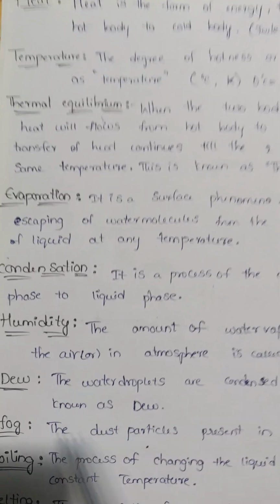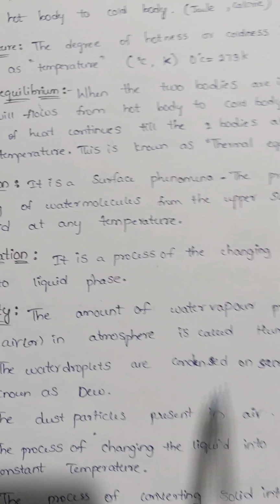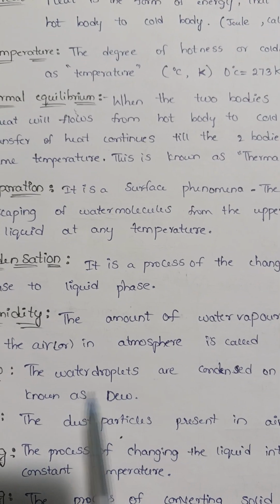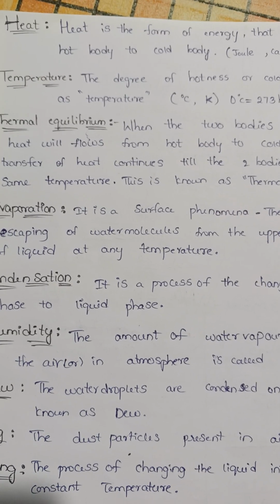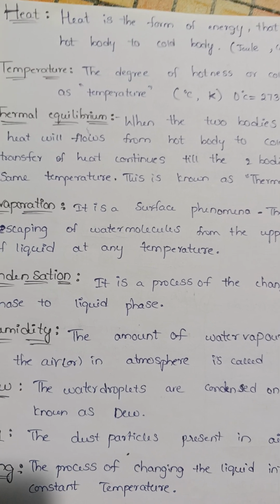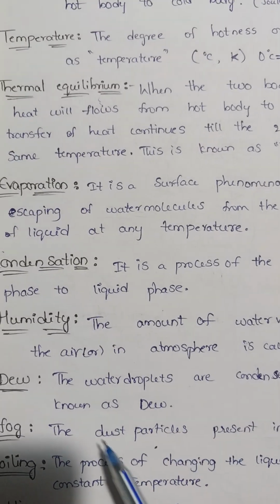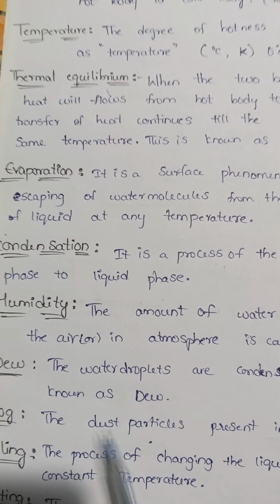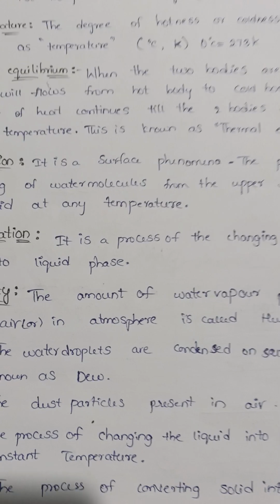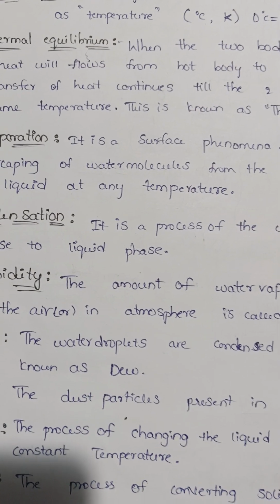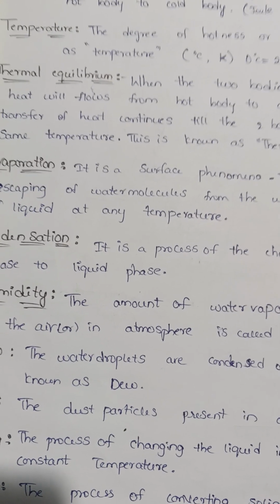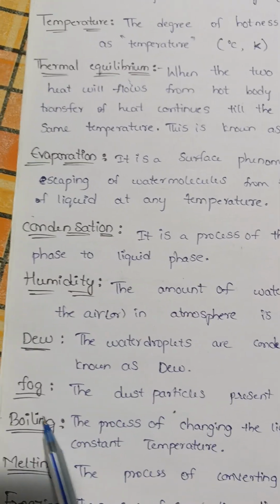Humidity means the cloudy nature. Next, dew. Water droplets condensed on a surface are known as dew. We can observe in the mornings water droplets on car mirrors, leaves, etc. That is known as dew. Fog. Fog is defined as dust particles present in the air. We observe a smoke-like structure in the mornings. That is known as fog.